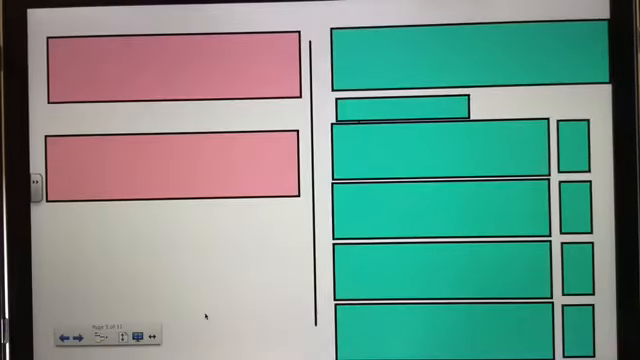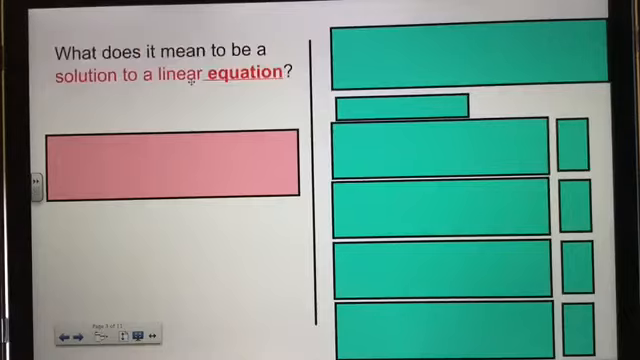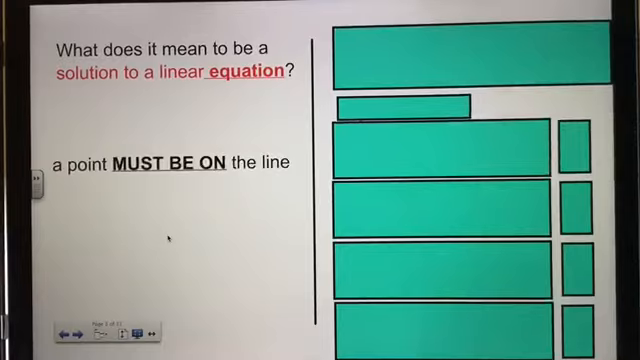Here, I just want to review a little bit of what a solution is and where we see them. So what does it mean to be a solution to a linear equation? It's a point that must be on the line. That's the only way something can be a solution to a linear equation. It has to be a point on the line.